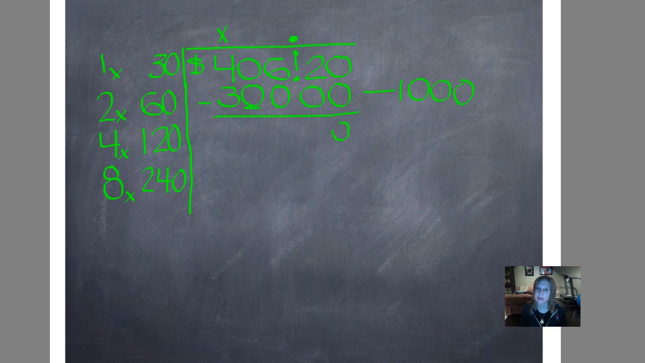0 minus 0 is 0. 2 minus 0 is 2. 6 minus 0 is 6. 0 minus 0 is 0. This is the hardest subtraction problem ever. 4 minus 3 is 1.